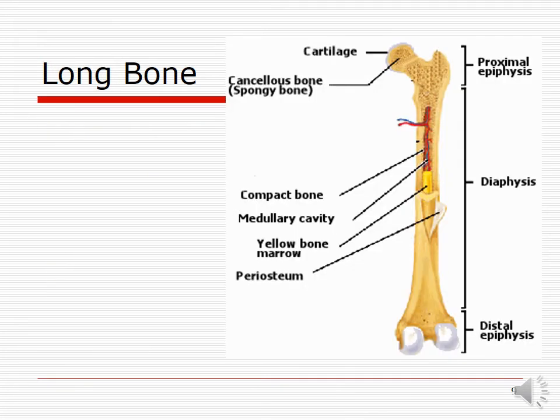So here you can see a picture of the long bone. You see that proximal epiphysis. Proximal, as you learned earlier, means near or close to the body. So that is the end of the long bone that is closest to the body, whereas the distal epiphysis is the end furthest away from the body. And then on the diagram, you can see the various parts of the bone.